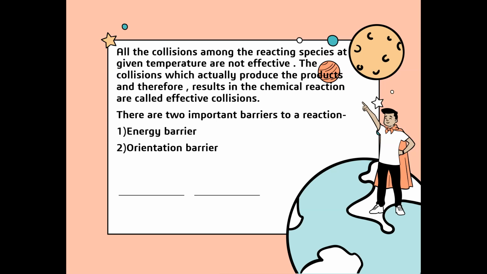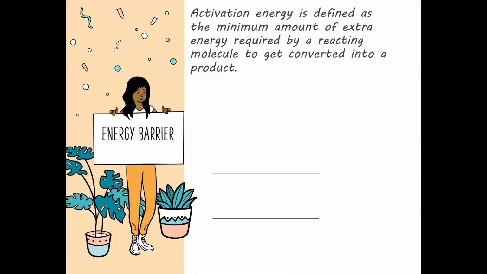The reactants don't know how to collide. So it is just a probability factor that they strike each other in a proper orientation to make up the product. Now there are two important factors. What are they? Energy barrier and orientation barrier. We will discuss these two important barriers to the reaction. First of all, energy barrier.